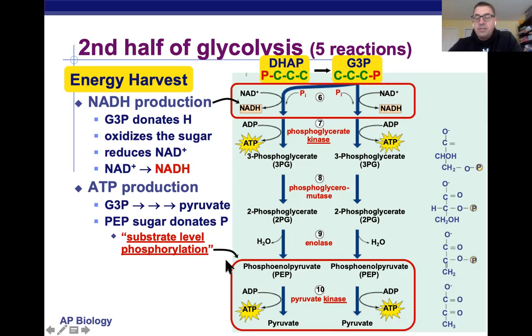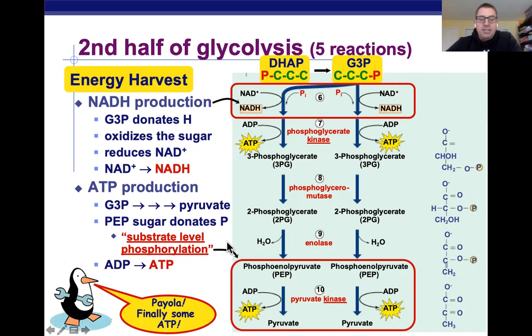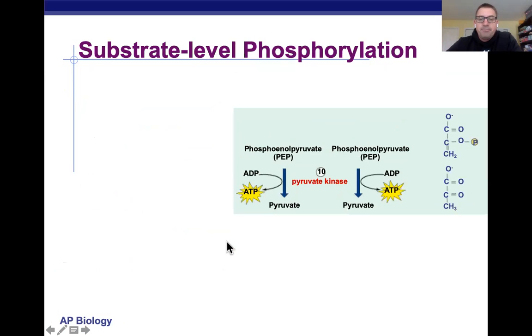We're going to see a different type of phosphorylation occur in the last stage of cellular respiration, in the electron transport chain. We're going to see what's called oxidative phosphorylation occur. And you need to know the difference between the two. So right now, you need to make sure you're paying attention to this substrate level phosphorylation that produces ATP from ADP.